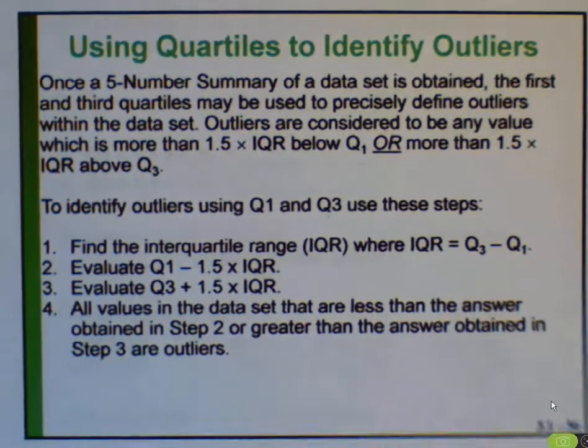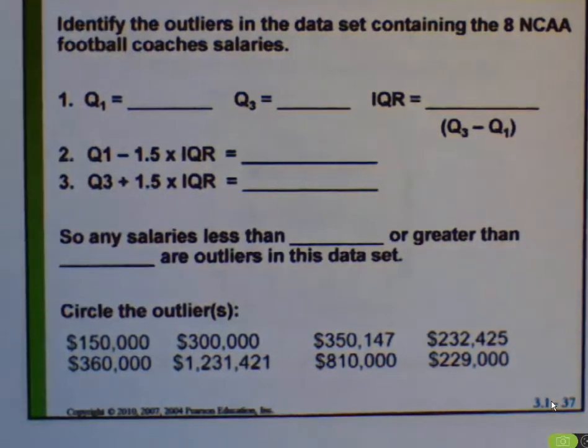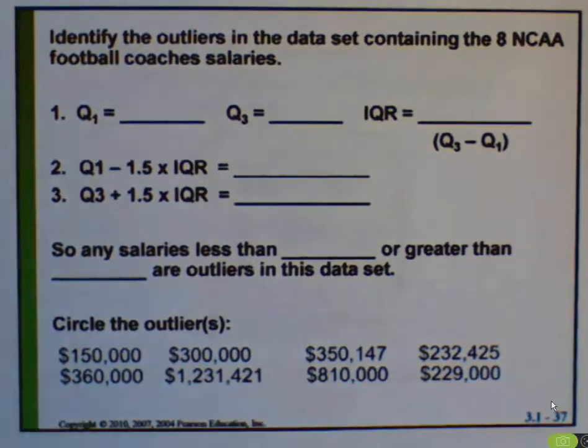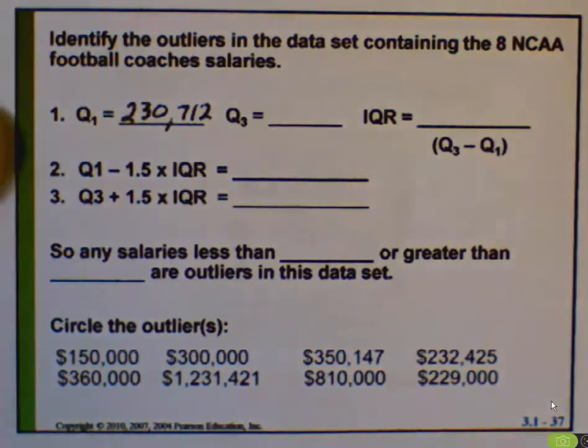Let's do one example. For the 8 NCAA football coaches' salaries, the first quartile from the 5 number summary was $230,712. Read that straight off the calculator. The third quartile was $585,000.